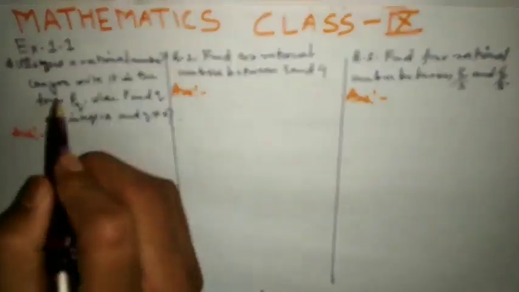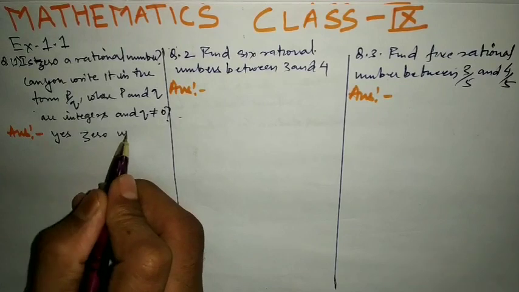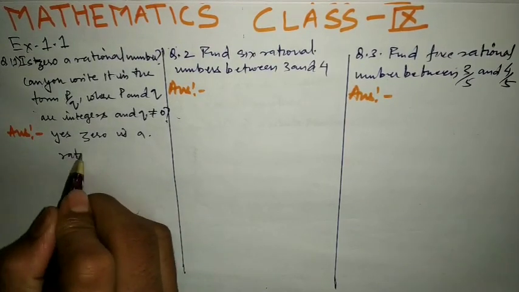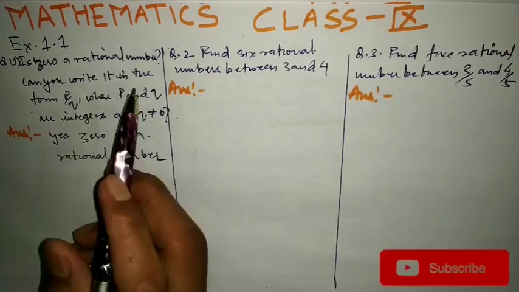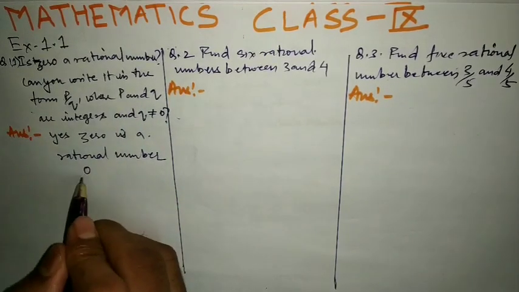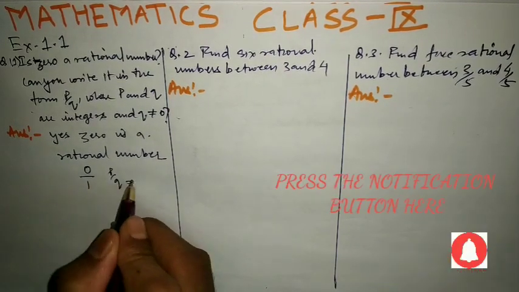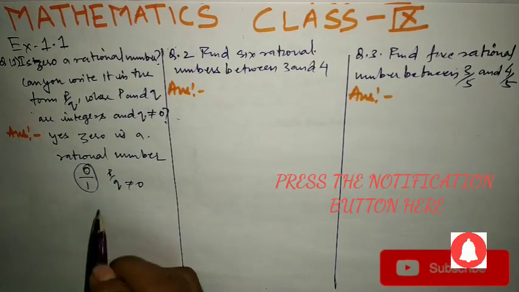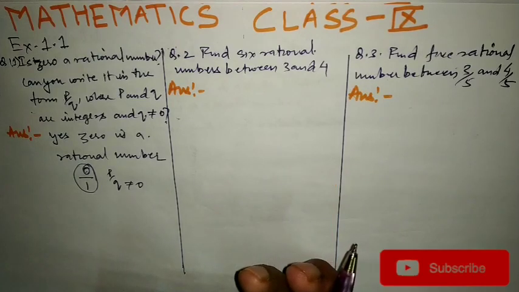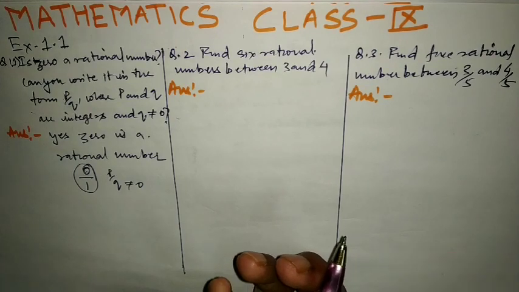First, is 0 a rational number? Yes. Why? Yes, 0 is a rational number. Why is it a rational number? Because 0 can be written as 0 by 1. So it can be written in the form P by Q, where Q is not equal to 0. Okay, so we have written it in the form P by Q. So 0 is a rational number. All natural numbers are rational numbers. All whole numbers are rational numbers. All integers are rational numbers.